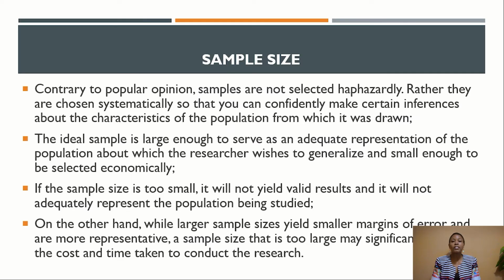The ideal sample is large enough to serve as an adequate representation of the population about which the researcher wishes to generalize, and small enough to be selected economically. If the sample is too small, it will not yield varied results, and it will not adequately represent the population being studied. On the other hand, while larger sample sizes yield smaller margins of error and are more representative, a sample size that is too large may significantly increase the cost and time to conduct the research.